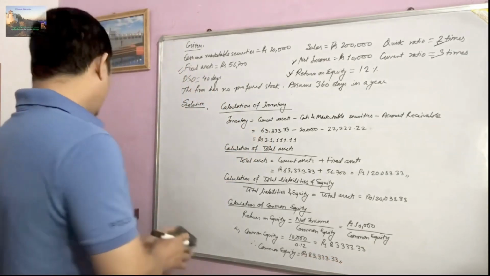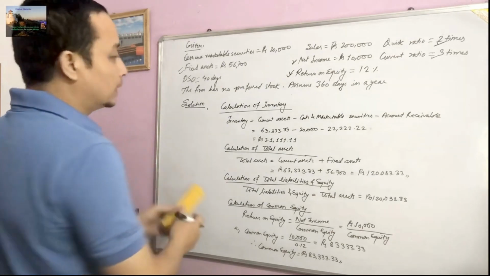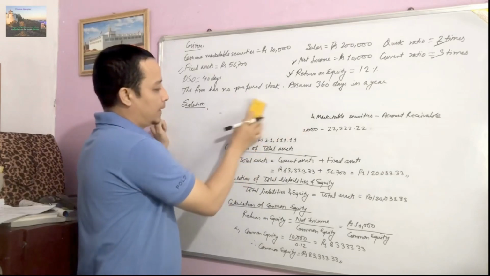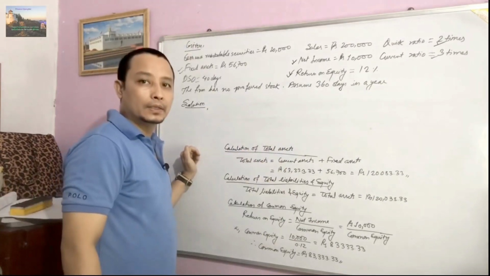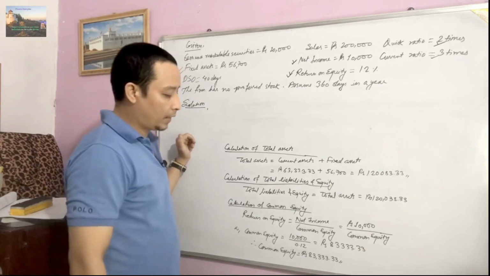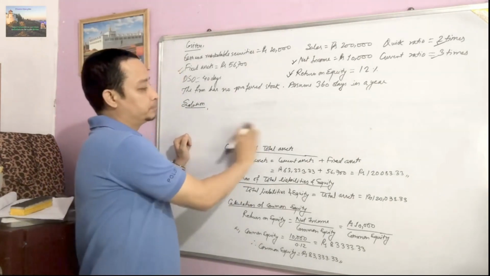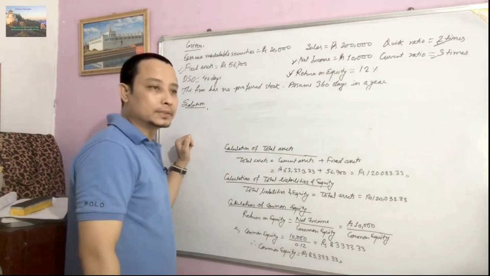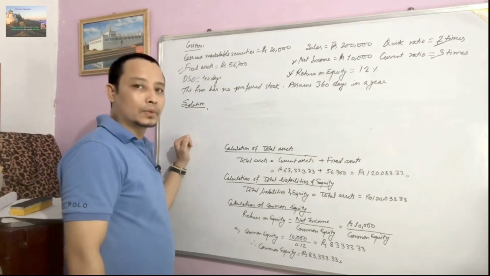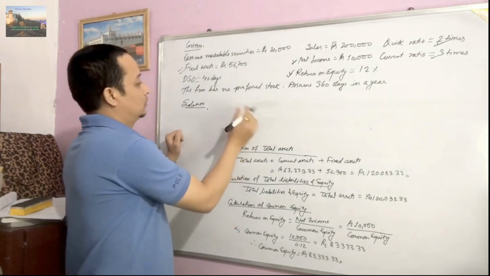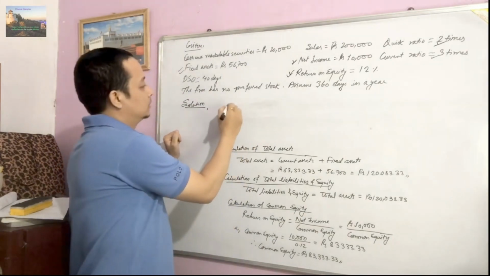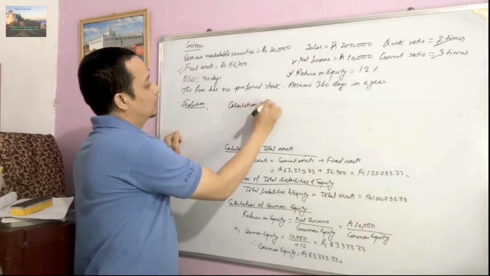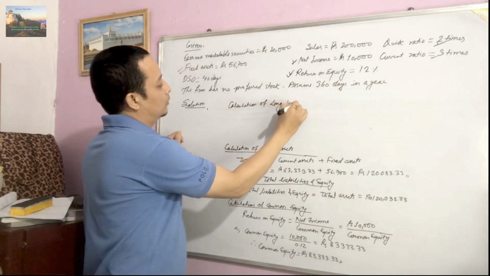Now after finding the common equity, now you can find the long-term debt. Okay, you can find long-term debt. Now you can find the long-term debt, because you have known the value of common equity, you have known the value of current liabilities, and you also know the value of total liability and equity. So now let's find the long-term debt. Calculation of long-term debt.